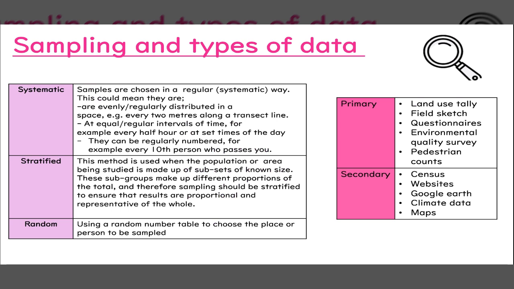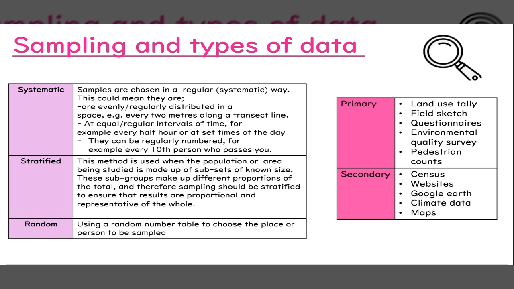A reminder that these are, on the right hand side, some of the different types of data. You've got your primary versus your secondary. So land use tallies, field sketches, questionnaires, an environmental quality survey, which we did at South Bank, and a pedestrian count. That is data you have collected yourself. And then secondary data is where you have got it from elsewhere. So that could be the census, that could be a website, that could be a news article, that could be climate data or a map. So that is your sampling, your types of data.